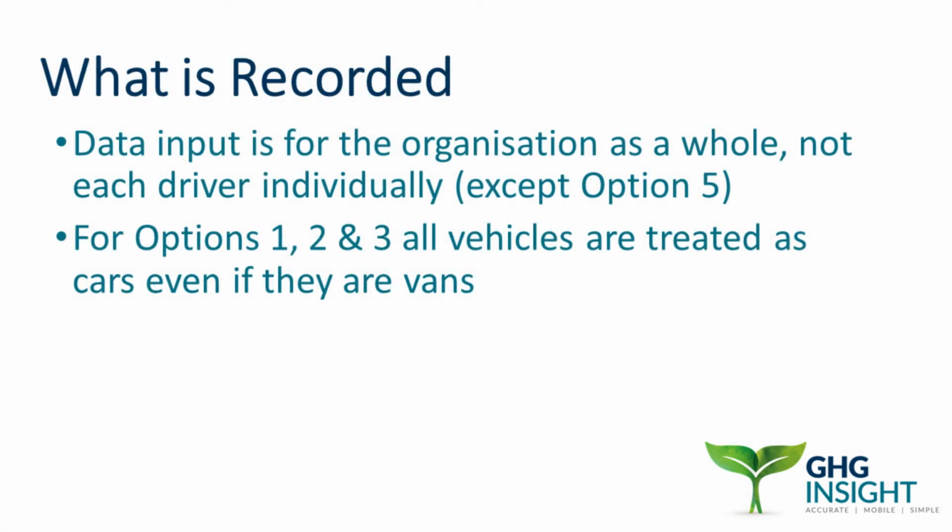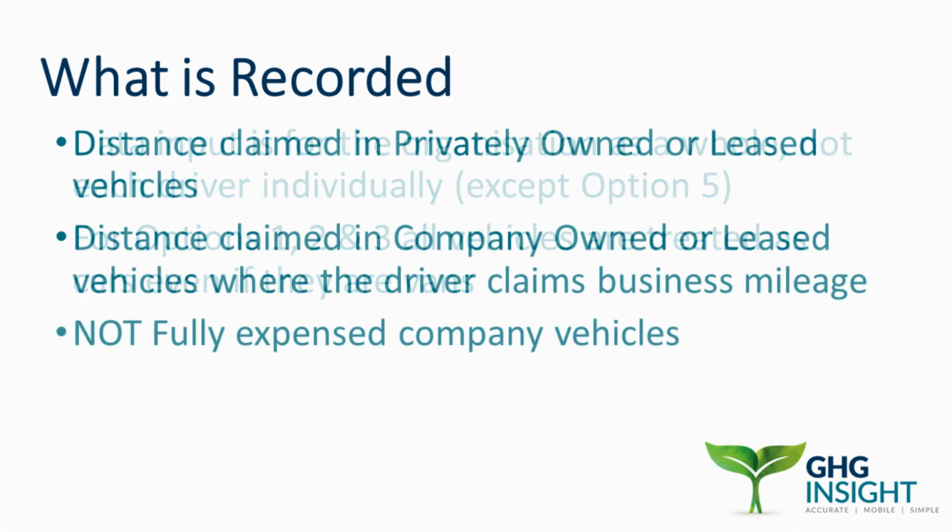With the exception of Option 5, the distance entered is company-wide for a specific time period and is not entered individual by individual. As stated, Options 1, 2 and 3 are designed to cope with the limitations of some expenses systems. This includes the fact that the vehicle type is unknown. If you use these 3 options, just treat all your vehicles as cars when inputting the data.